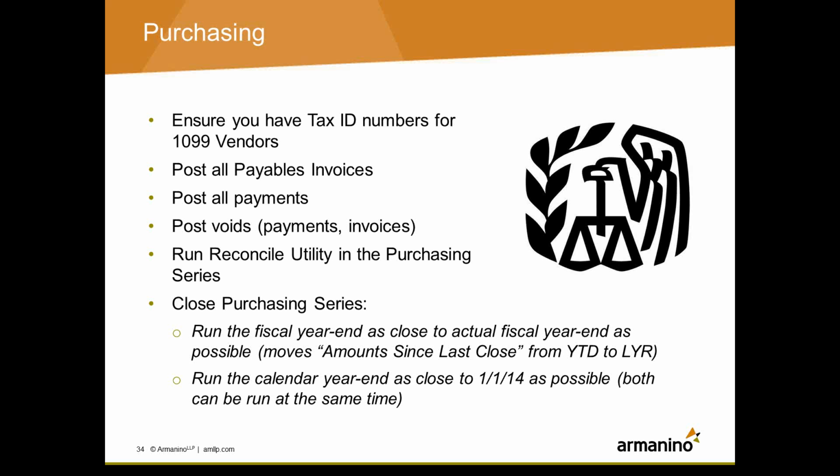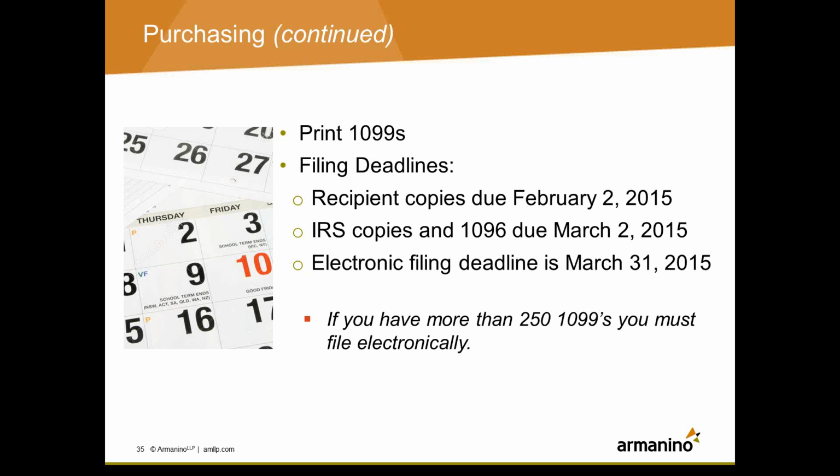And in regards to the 1099 process, which again is a big part of the calendar year-end close, is printing your 1099s and keeping in mind your deadlines. The recipients have to have them by February 2nd of 2015. The IRS has to have them by March 2nd of 2015, and your electronic filing deadline is March 31st of 2015. And do note that if you have more than 250 1099s, you will have to file those electronically.